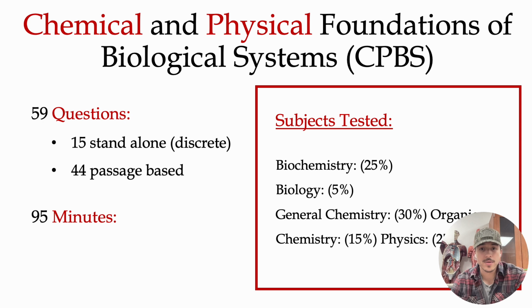So, as you can see here, there are 59 questions on the Chem Phys section. Only 15 of these questions are standalone questions, otherwise known as discrete questions. This means there are only 15 questions that are not tied to information presented to you in a passage format. So let's take a look at some examples of discrete versus passage-based questions.